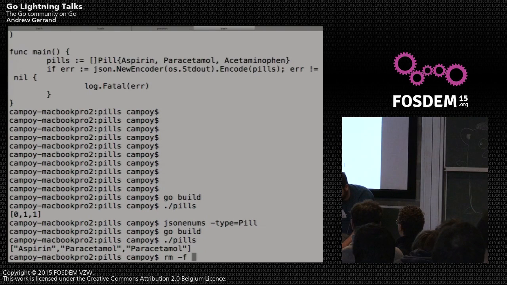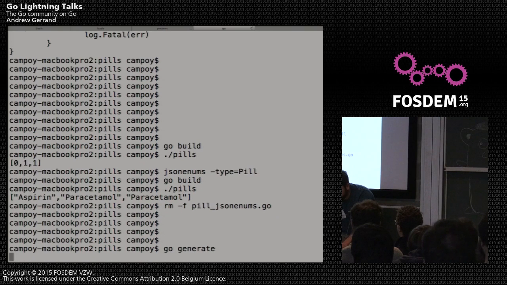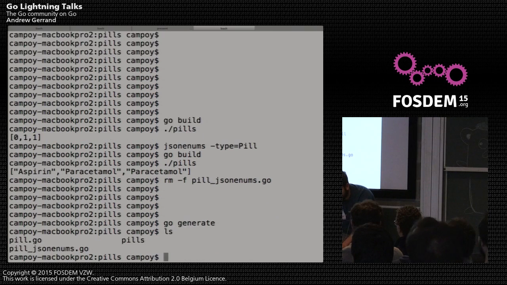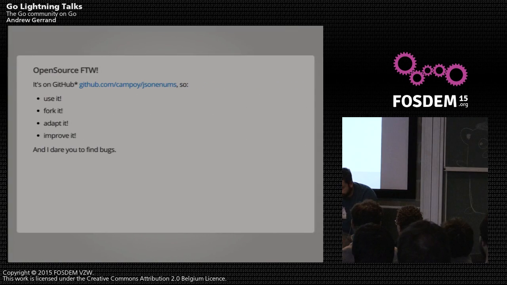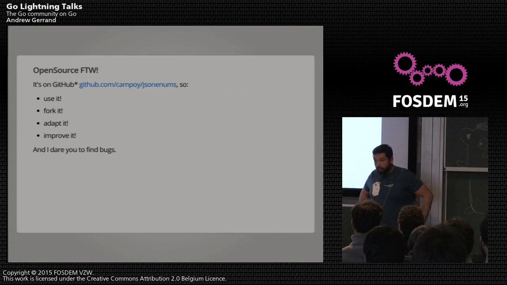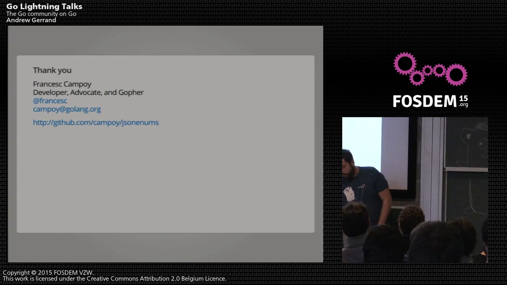But anyway, to show it again. If I do go generate, it will just do exactly the same thing. So it pre-generated that pill.json. So cool, and it works. So it's on GitHub, and you can use it. You can see the way it's done, and you can adapt it, and if you find any bugs, just don't let me know. Thank you.